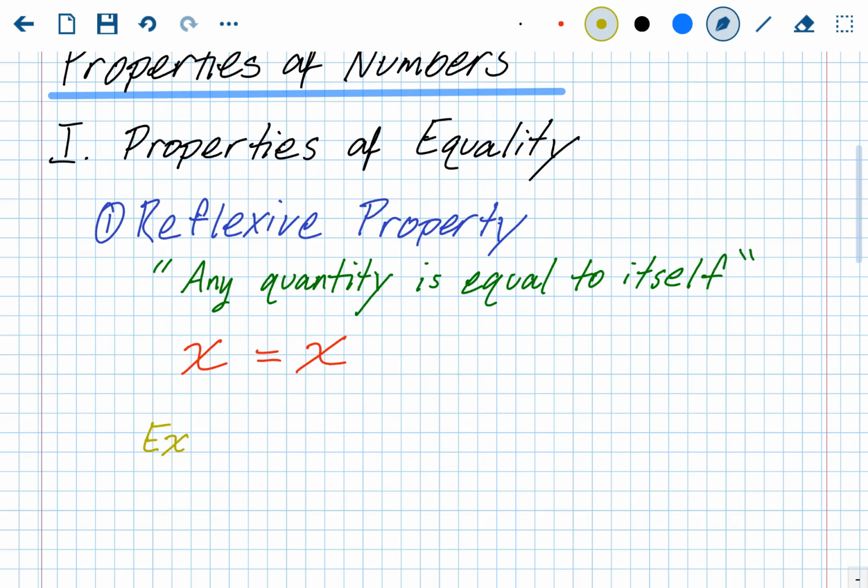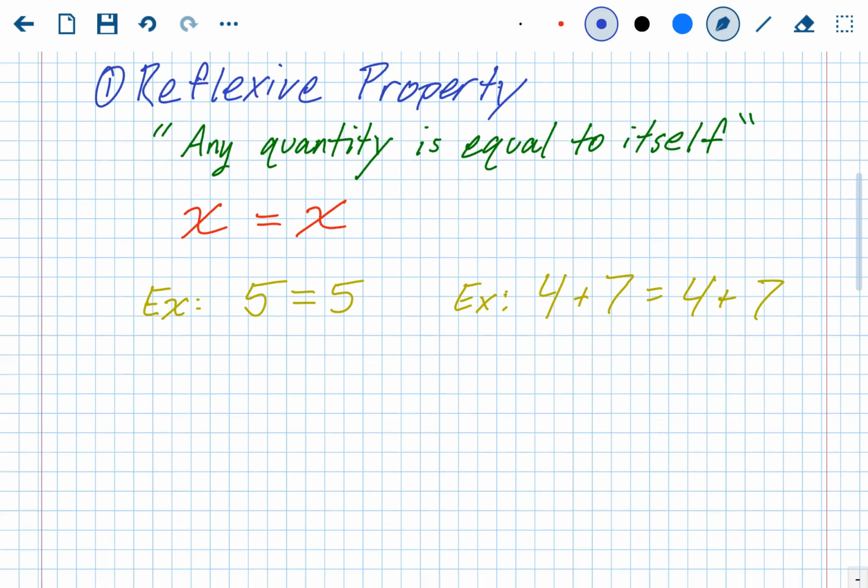Or 5 equals 5. Okay. I know, it's not complicated stuff here. The other one you'll see is like 4 plus 7 equals 4 plus 7. So notice the order doesn't change. It just means the left side is the exact same as the right side.